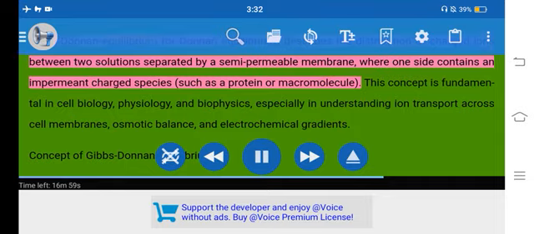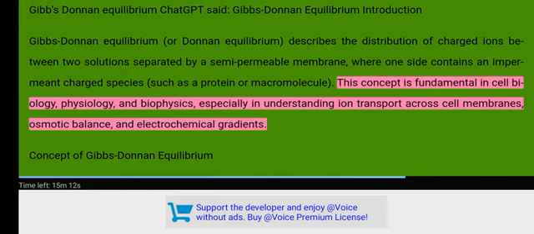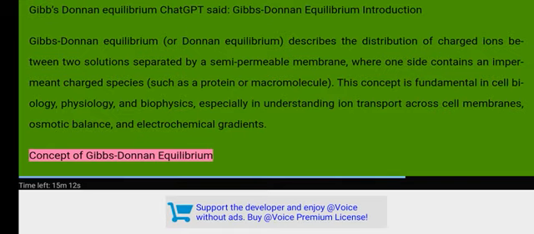Introduction. Gibbs-Donnan equilibrium describes the distribution of charged ions between two solutions separated by a semi-permeable membrane, where one side contains an impermeable charged species, such as a protein or macromolecule. This concept is fundamental in cell biology, physiology, and biophysics, especially in understanding ion transport across cell membranes, osmotic balance, and electrochemical gradients.